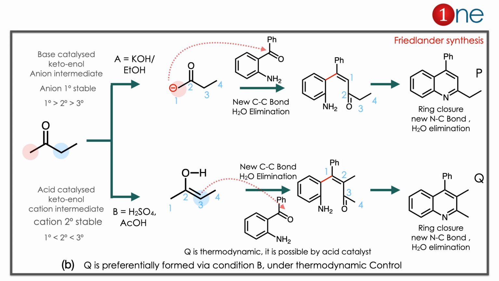Here the answer is B because Q is formed from the acidic condition. So the condition is B there. Moreover, it is given as thermodynamic because you are getting the unusual product by thermodynamic control. It is possible by the use of an acid catalyst. Hence the answer is definitely B there.